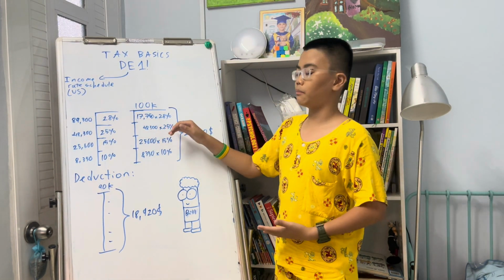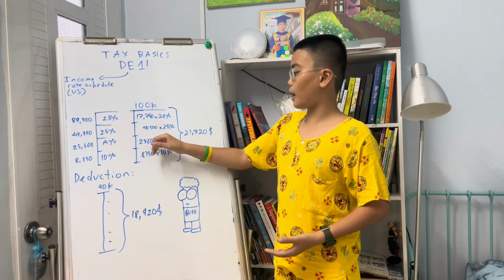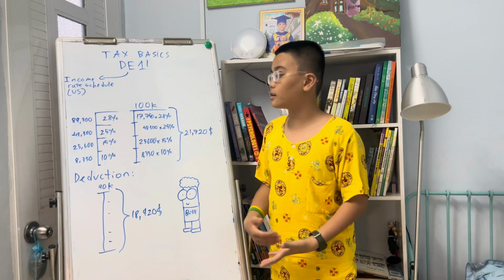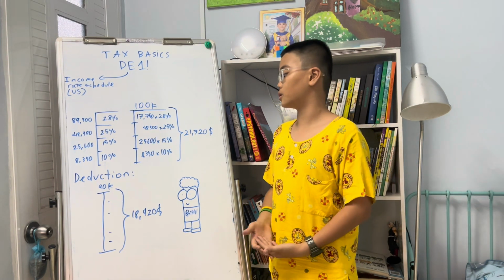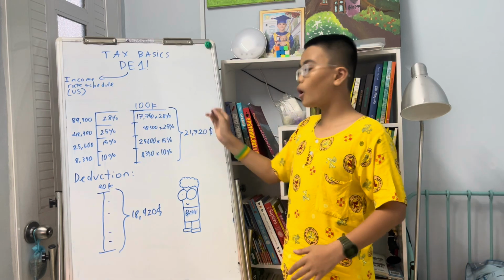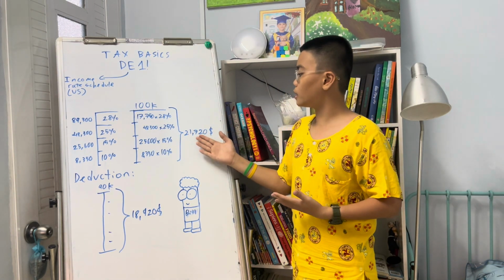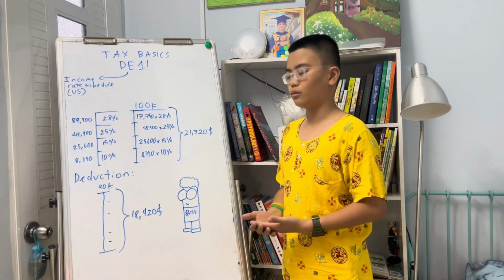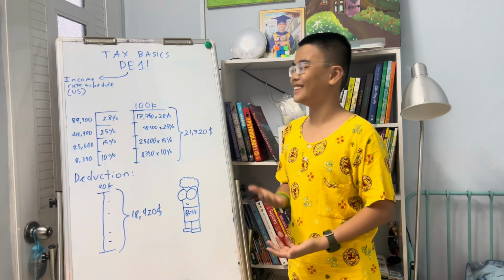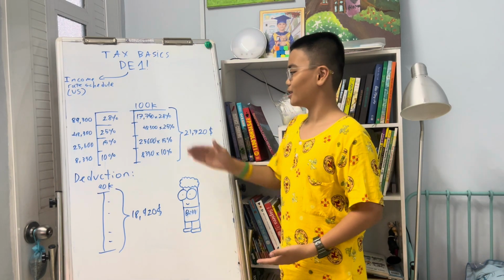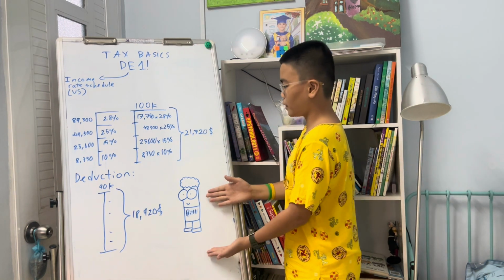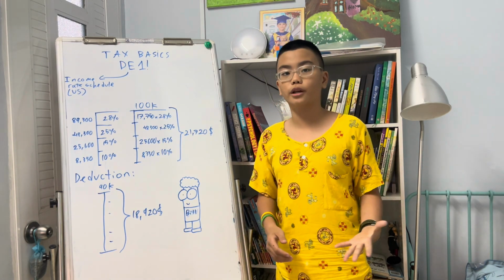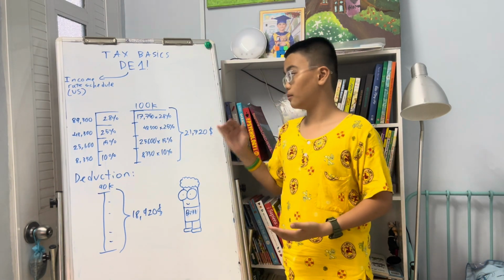$48,300 multiplied by 25%, $25,600 multiplied by 15%, and $8,350 multiplied by 10%. All of these add up to $21,720 total in tax for Bill, which is around 23% of his income.